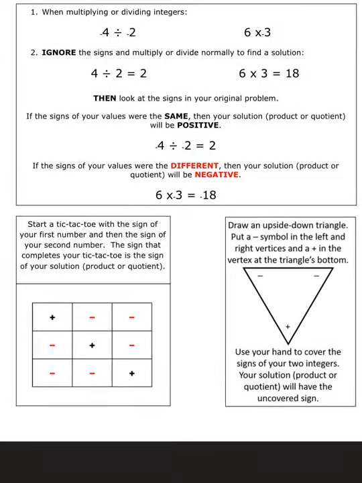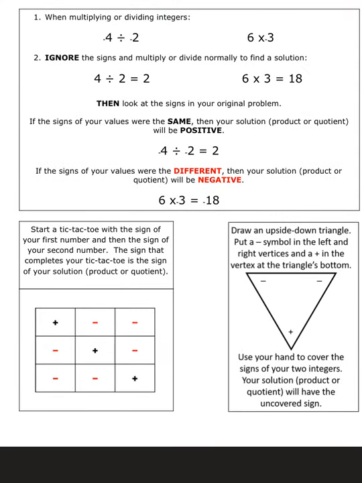Now, there are ways to remember the sign rules, and there's one here. Start a tic-tac-toe with the sign of your first number and then the sign of your second number. The sign that completes your tic-tac-toe is the sign of your solution. Now, the thing with these is that you're reading it straight across, or you can read it straight up and down, as long as you read in a straight line.